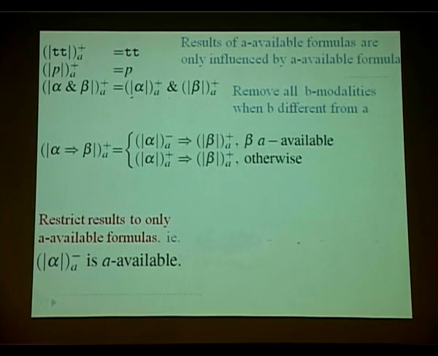So intuitively, if you look at the top line, that's why I shift to a related but different translation, which is the one with the minus superscript, which is only going to produce A available formulas.